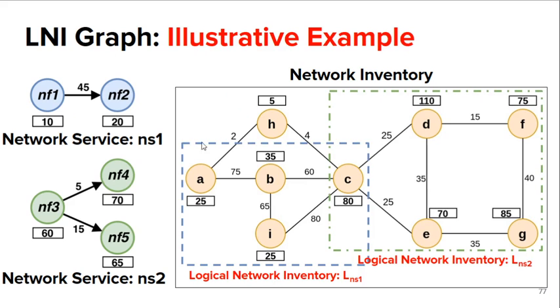Once the process of determining an LNI is performed, the network inventory contains two logical network inventories, L sub NS1 and L sub NS2, where each graph has a dedicated subset of nodes and edges, which represent an optimized network view for the requirements of each network service. Note that the node C is overlapped for both logical network inventories.